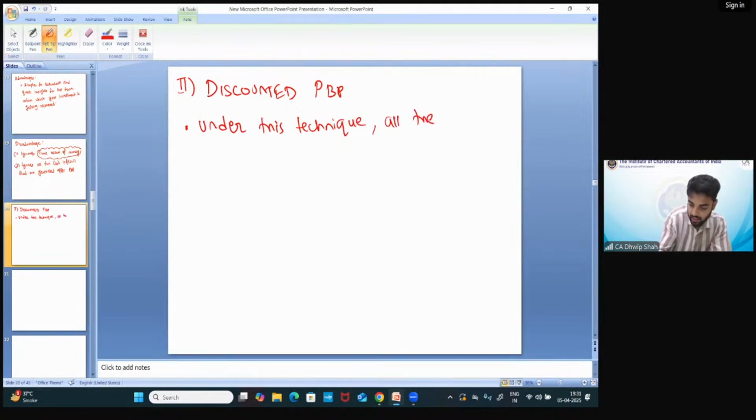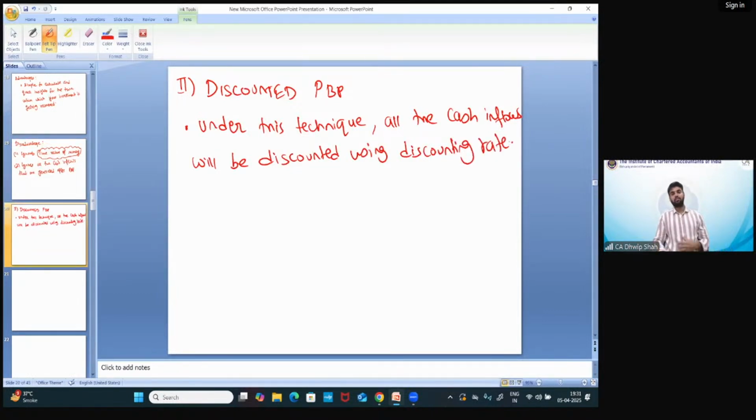all the cash inflows will be discounted using the discounting rate. And we know how to find the discounting rate. We have just learned that a little while ago. Discounting rate is either your expected rate or industry rate, or in absence of any information, WACC. So under the discounted payback period technique, we will discount all the cash inflows.